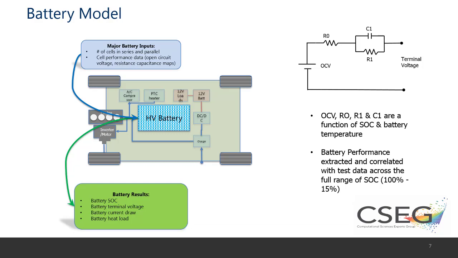And we extracted the battery performance for the complete range of state of charge, all the way from fully charged, 100%, down to about 20 to 15%, where the engine actually kicks in into a charge sustaining mode and doesn't let the battery go further down from there.